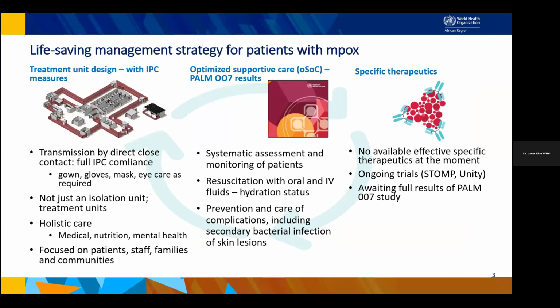Here is a simple schematic of three important areas. One is to consider strategically the treatment center design. So where are you isolating your patients? What are the wards looking like? It's important that these ensure that you can deliver the IPC interventions, as was already described, with a gown, gloves, mask, eye protection as required, and appropriate donning and doffing between patients so that you don't cross-contaminate between patients. Remember, this is an area that should be able to deliver medical, nutrition, and mental health care, and also be family-friendly for patients and available for staff and communities.